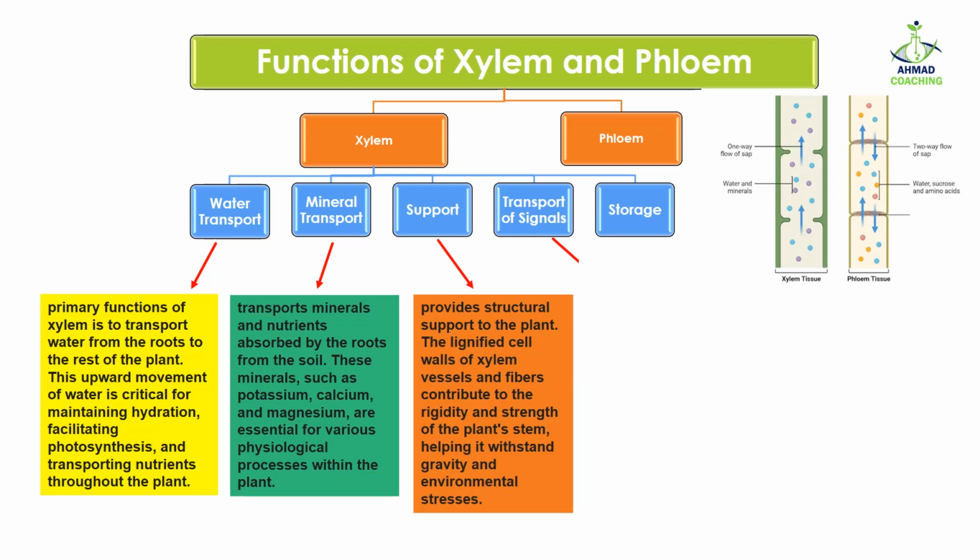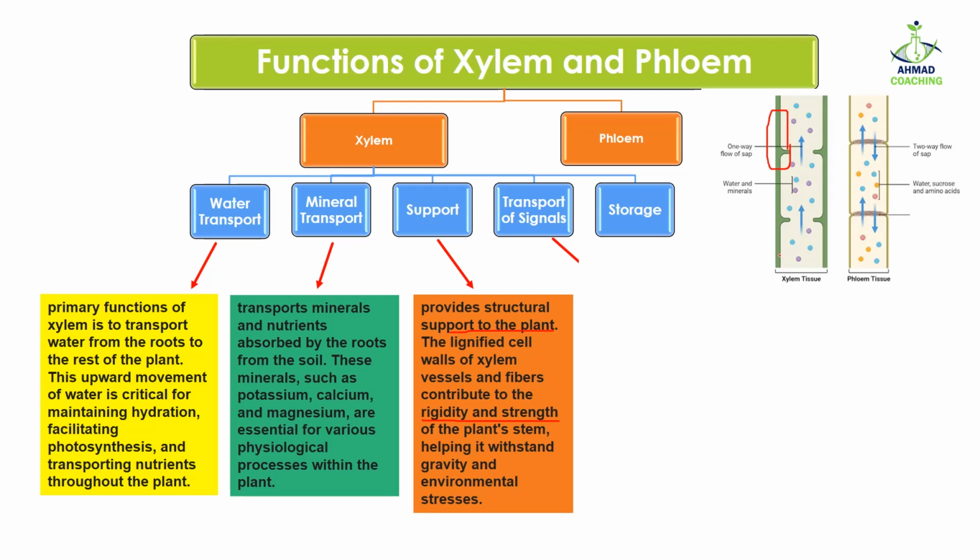The third function is support. Xylem provides structural support to the plants. The lignified cell walls of the xylem vessels and fibers contribute to the rigidity as well as the strength of the plants. Here we can see that this cell wall is very thick. This thickness is because of the presence of lignin. That is why we say these cell walls are lignified.